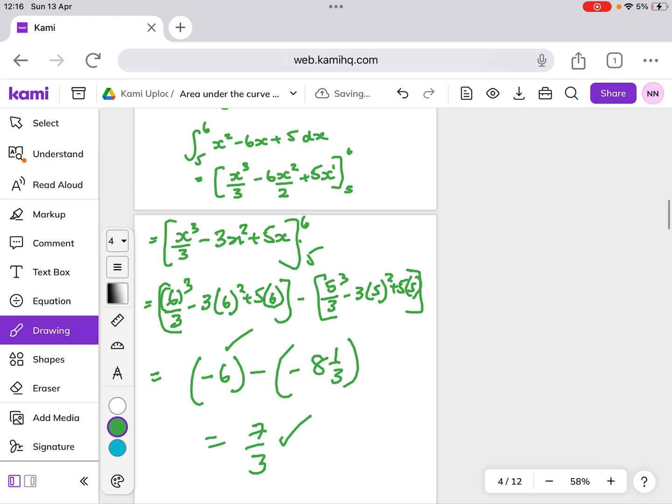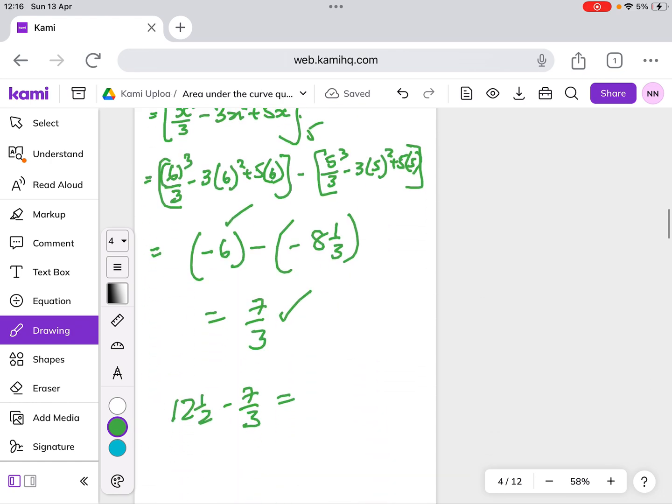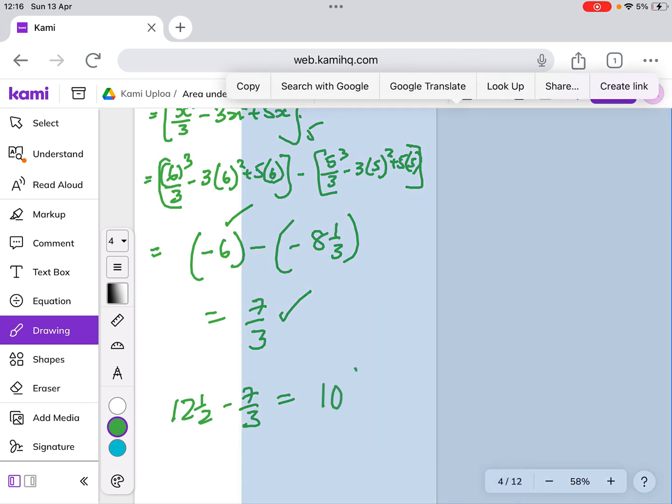So then we've got the original 25 over 2 minus that. Which gives me 10 1/6. Which isn't what the answer gives. So I can see why he was having a problem. So if anybody else has come up against this question, by all means, enjoy.